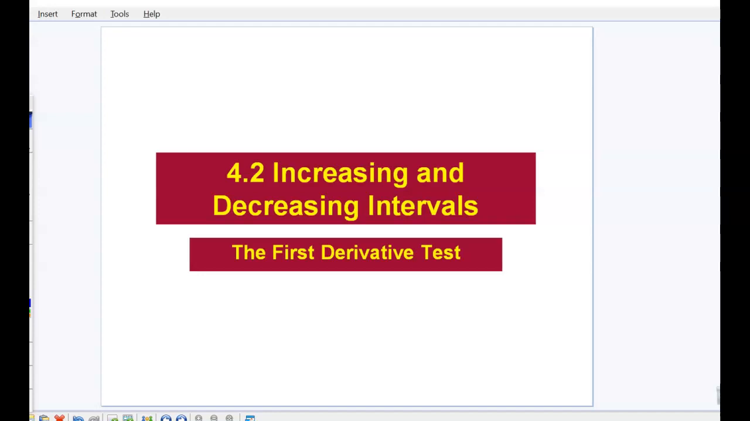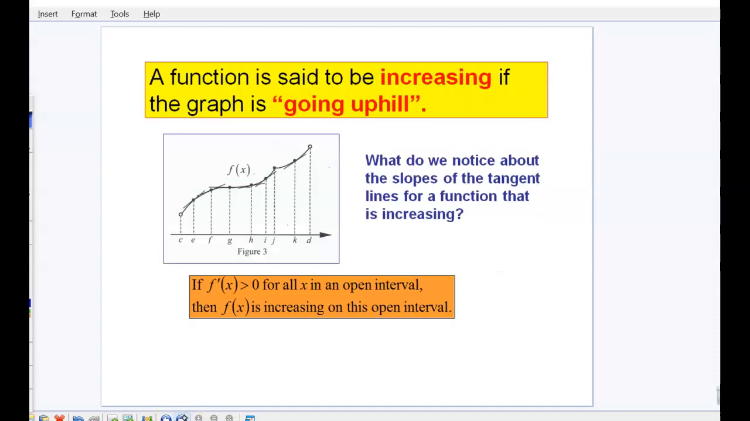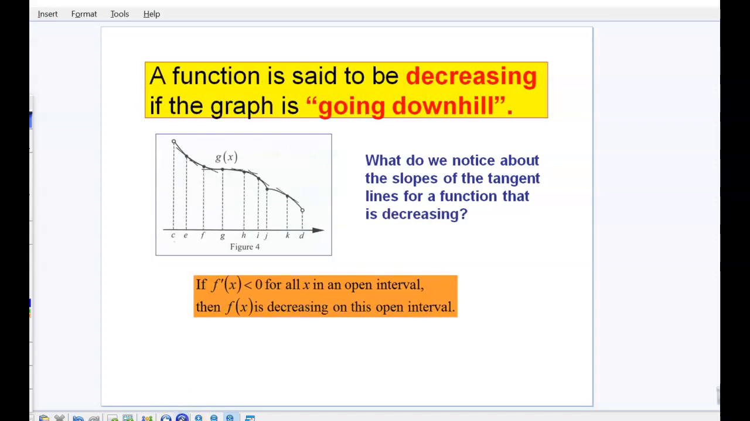In the second part of section 4.2, we're going to be looking at increasing and decreasing intervals and the first derivative test. A function is said to be increasing if the graph is going uphill. And for the graph to go uphill, notice that all the tangent lines have to be positive. So if the derivative is positive, then we know that our function is increasing.